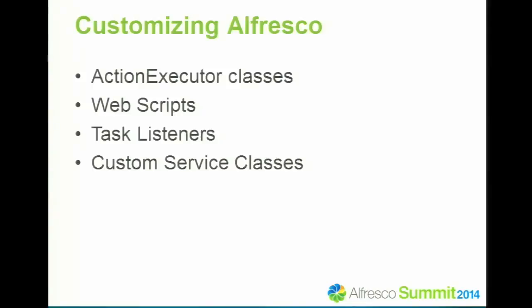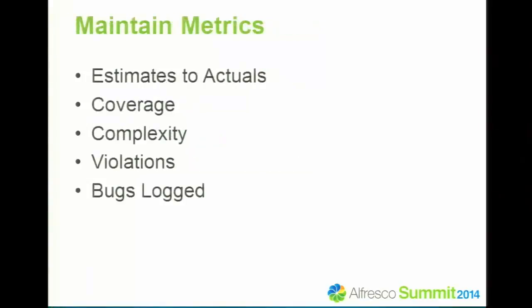In terms of Alfresco, every action executor class you write, every web script you write, should have one single purpose, just one responsibility. By doing this, you'll keep your code tighter, and it'll also be more modular. You'll be able to plug and play it more easily. You'll be able to make it more reusable. Task listeners in the workflow, same thing. You don't have to have just one task listener that has all the code in it. You could have multiple task listeners and have all those different responsibilities separated out and easily modular.